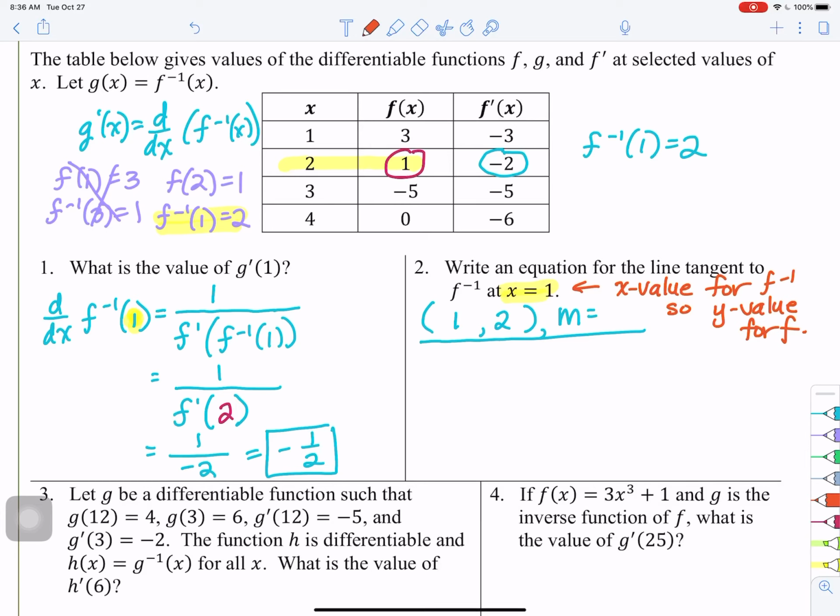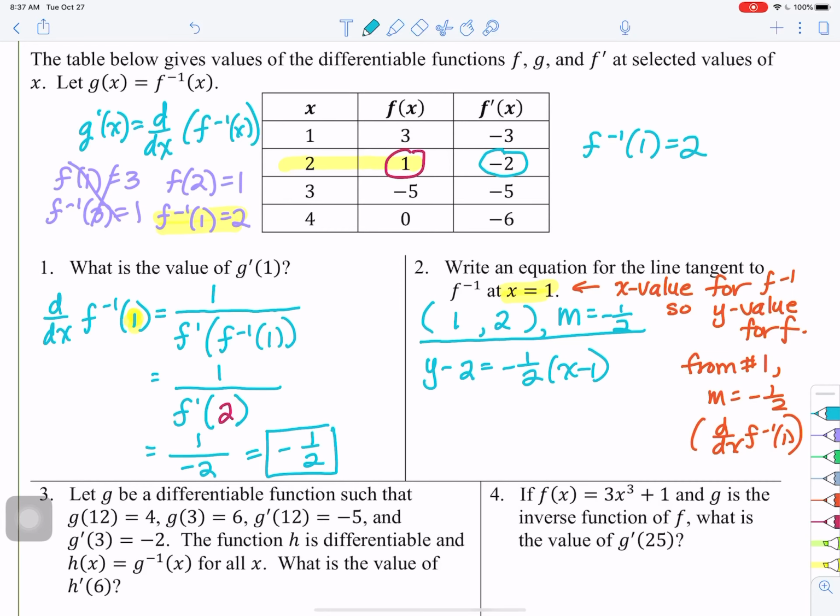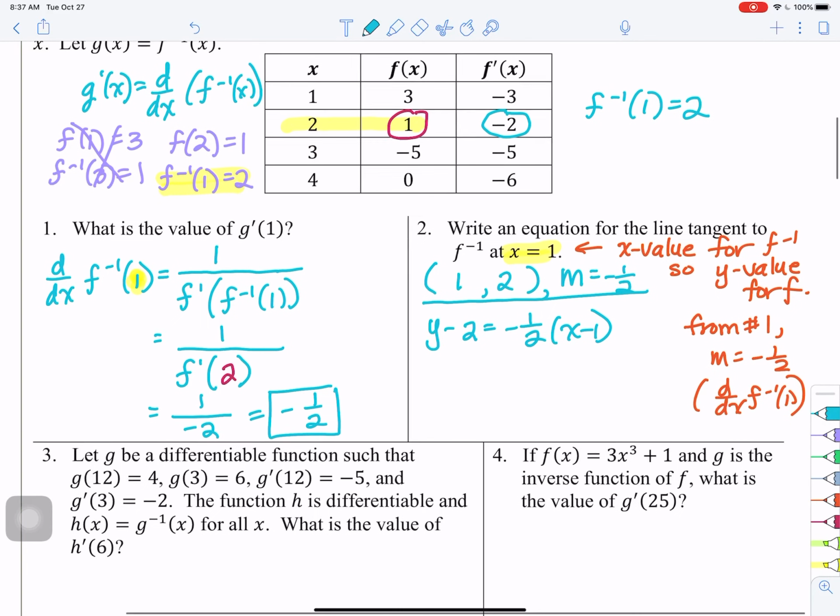So really all we need is the slope, but we found it over here. From number 1, the slope is negative 1/2. That's the derivative of f inverse of 1. Okay? So that's negative 1/2. So now we're home free. We have everything that we need to write the equation of a line. So we have y minus the y value equals the slope times x minus the x value. Okay, so that turned out nice.